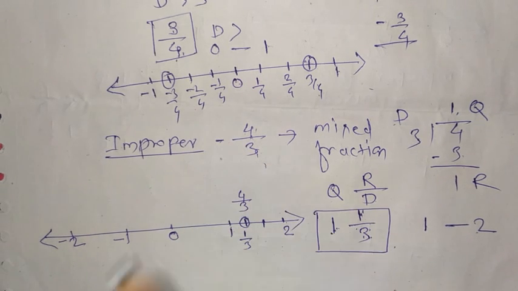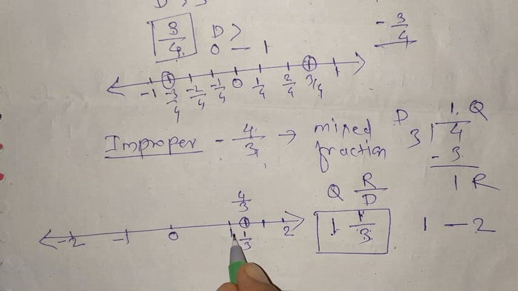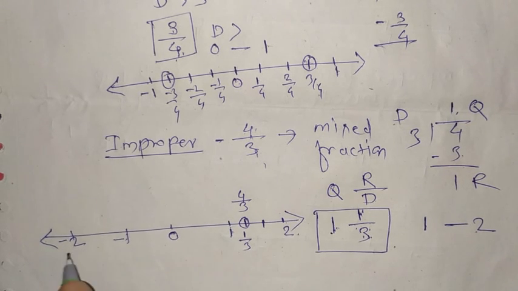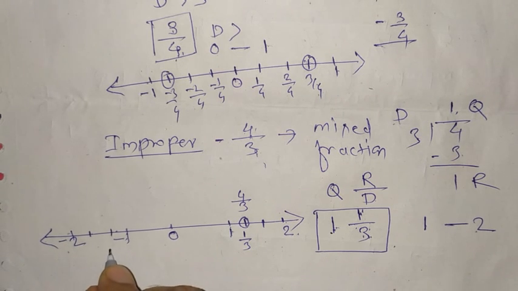If someone asks you negative, then it is very simple. Now you check 1 and 2. Now you check -1, -2. Do 3 partitions: 1, 2 and 3. So here -1 by 3 comes. Here -2 by 3.